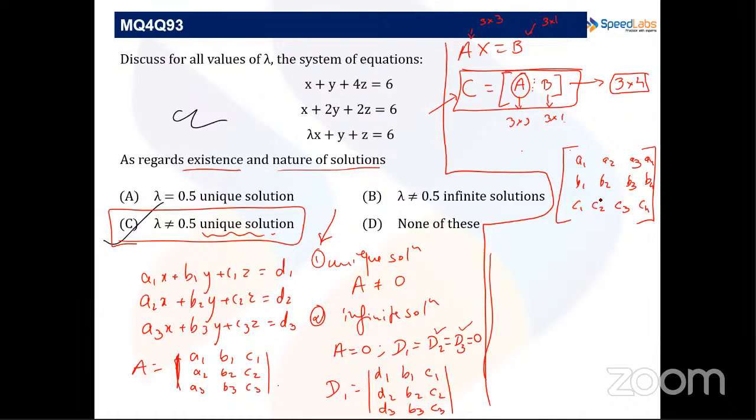To find the rank, we will try to hit the third row first. For the third row, we will apply any operation so that we can make all these elements 0. Okay, if we make all these 0, and we are having A1, A2, A3, A4, B1, B2, B3, B4, then the rank of A will be 2 and the rank of C will also be 2, because of the largest determinant of non-zero value.